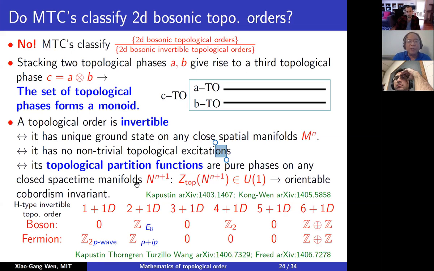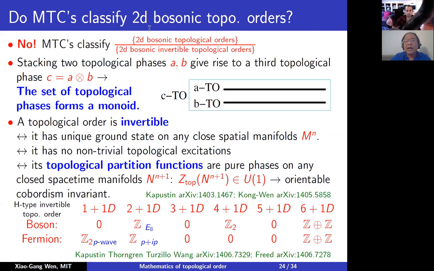And we have invertible topological order related to this orientable cobordism. And so we know them pretty well. In different dimensions, in 2+1 dimension, the invertible topological order is classified by Z, in 4+1 it is Z2, and in 6+1 it is Z and Z. So we know them pretty well. So up to those invertible topological orders, this modular tensor category theory really classifies the two-dimensional topological order.